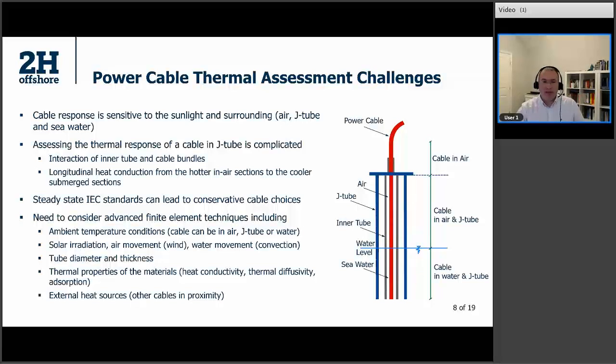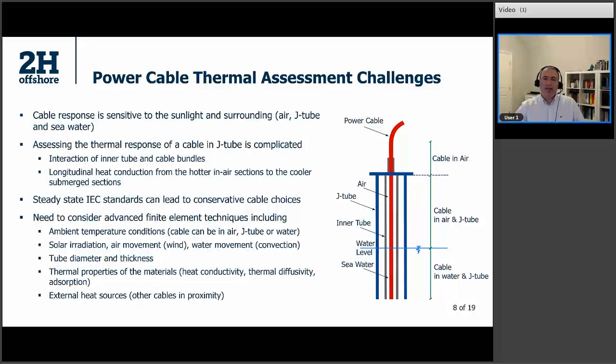So there are different configurations to consider. Cable can be in air, as you can see here, or cable in air but in J-tube, and cable in seawater and J-tube. So we need to assess the thermal response of the cable for these different segments, and we need to consider the interaction of inner tube and cable bundles, and there is also some sort of longitudinal heat conduction from the hotter air section to the cooler submerged sections.